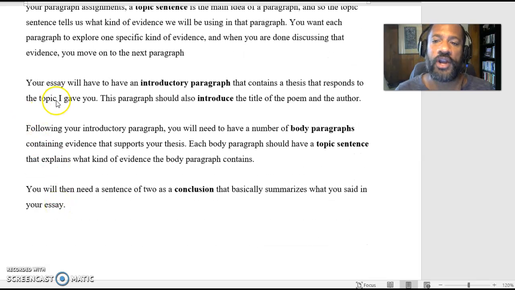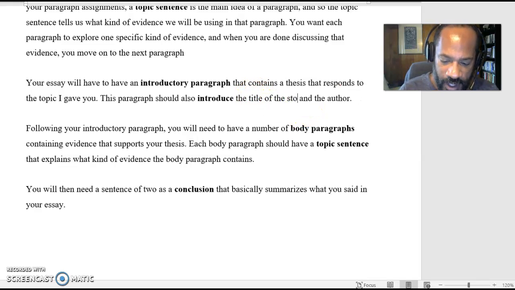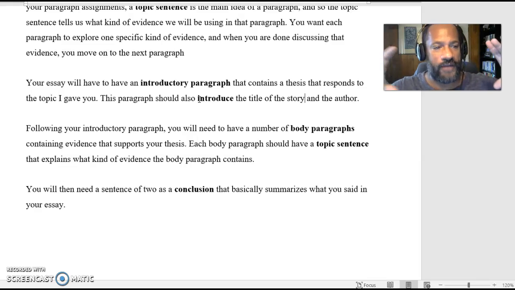So I say here, your essay, your project will have an introductory paragraph that contains a thesis that responds to the topic I gave you. The paragraph should also introduce the title of the poem or story and its author, right? And so that's why it's an introductory paragraph. It introduces all of this, okay? So you have an introductory paragraph that has your thesis. That's the big idea. I gave you some examples of that in the video where I explained what the actual assignment was.